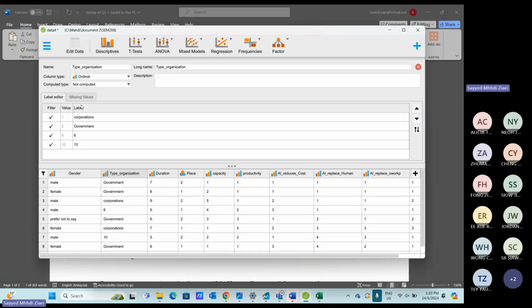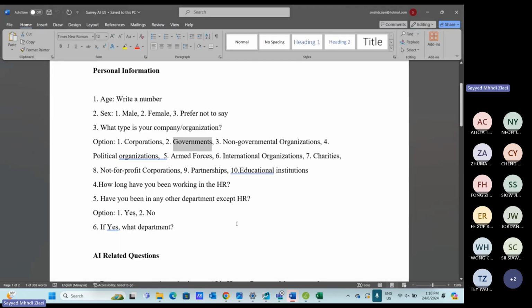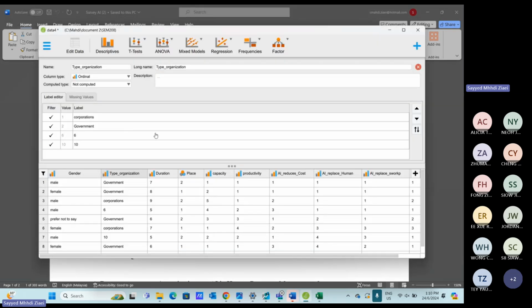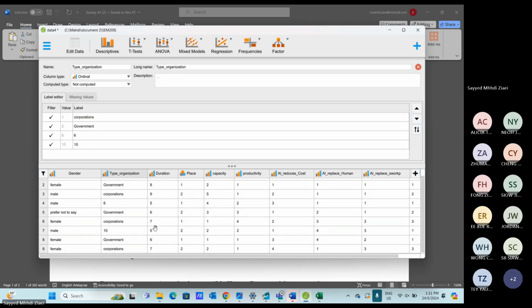Okay, so you can change the name to whatever you want. Of course, it's not whatever. You should put a name based on whatever you have in your survey. So it's up to you. Now I just write down the name of this. I put a label for this organization, and so on. So it's up to you.